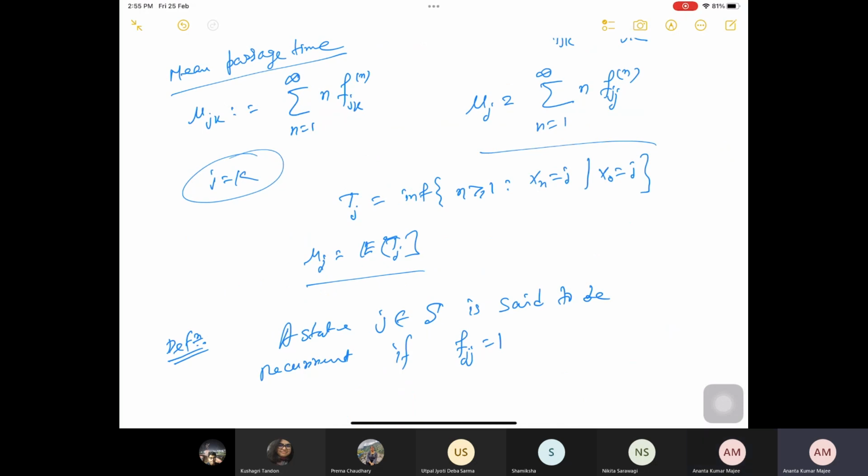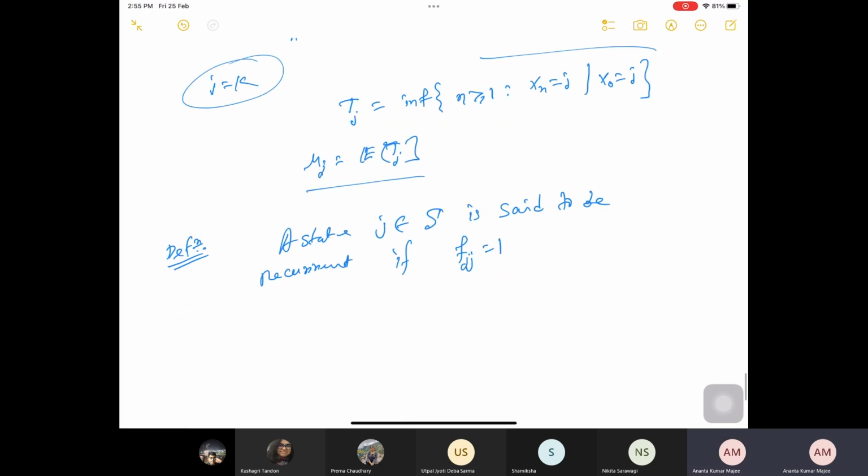Is it not? Because f_jj is equal to 1. That probability is 1, which means you can always return to state j. So that is why this state j is called recurrent. Okay, you are coming back to that. Otherwise, it is called transient.